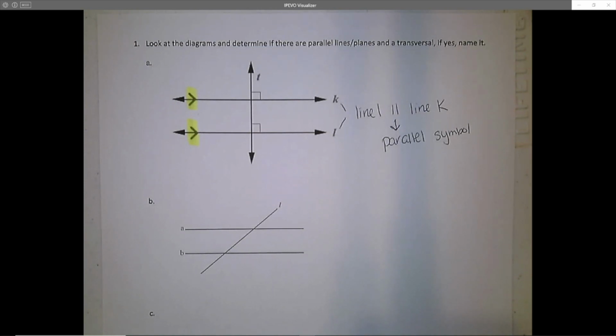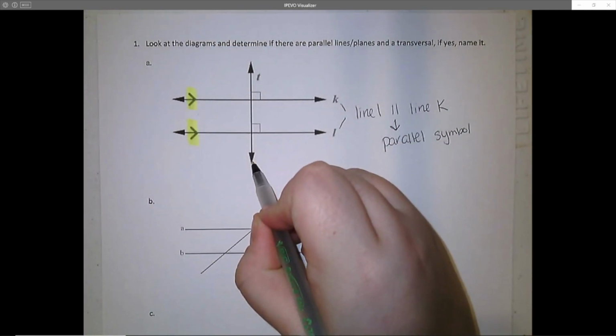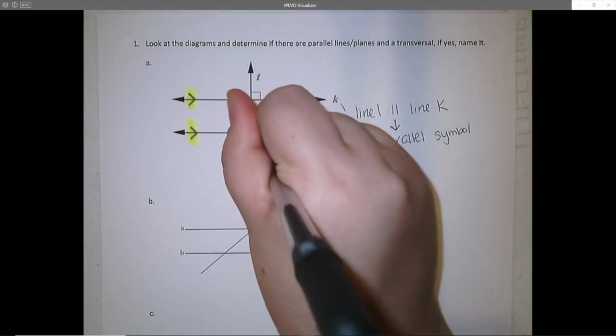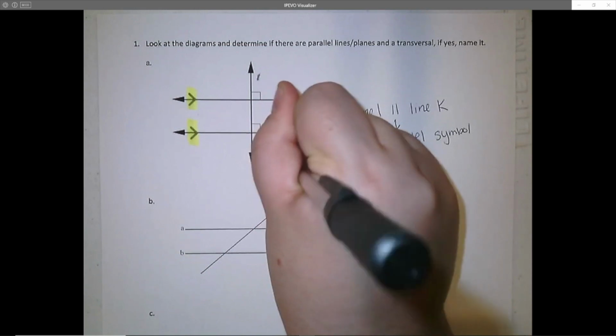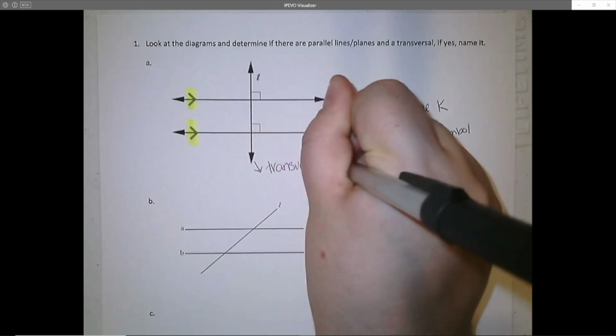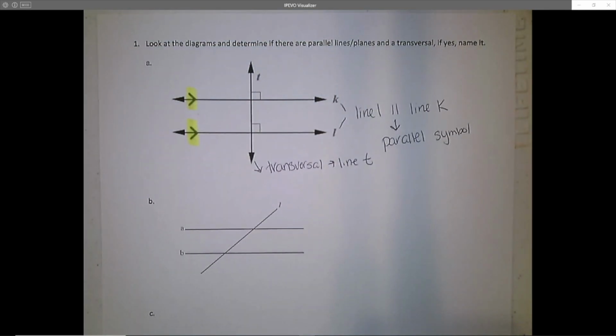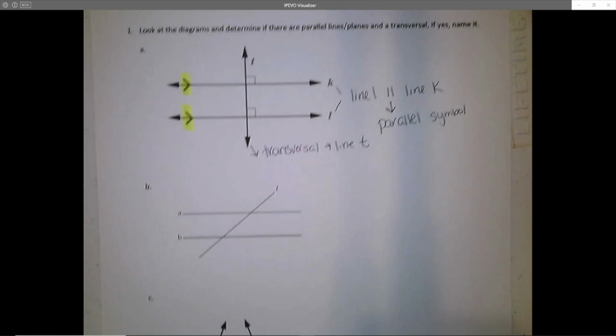So now I'm going to look and say, do I have a transversal? Is there a line in my picture that crosses over two others? And my answer is yes. This straight up and down line crosses over L and K. This becomes my transversal. And my transversal, if I name it, would be line, the letter up there is T. Line T is my transversal. L and K are my parallel lines.